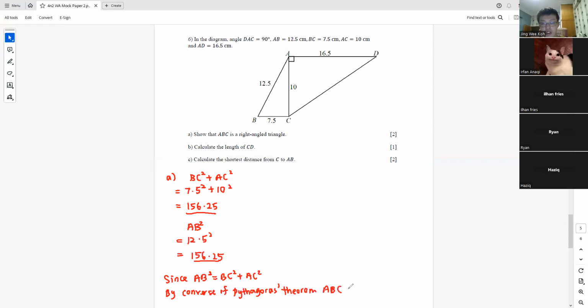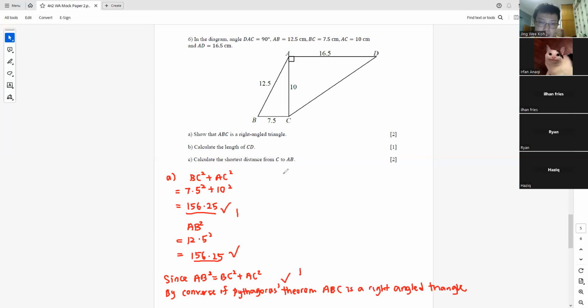ABC is a right angle triangle. Okay, so when you find these two things, you get 1 mark. Then you write converse of Pythagoras theorem, you get 1 more mark. That's how the 2 marks come about. However, if you never calculate 156.25 and you say they are equal, you immediately get 0 marks.